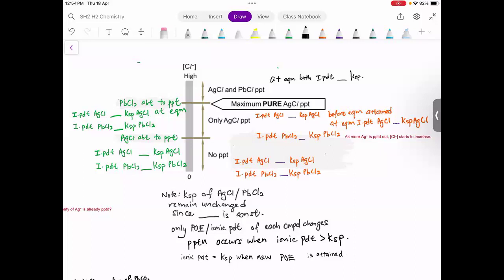At the moment you add in a little bit more sodium chloride, the ionic product will exceed Ksp. That is when the system will push silver chloride out. Before you add in another bit, it will attain equilibrium, right? So at equilibrium, the ionic product of silver chloride will be equal to Ksp.